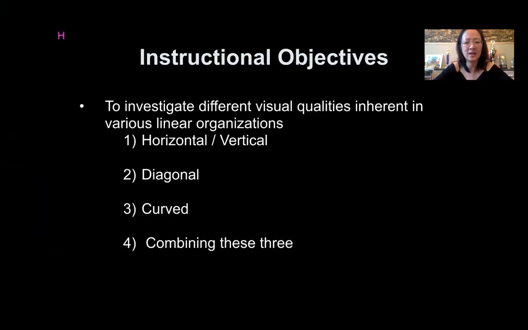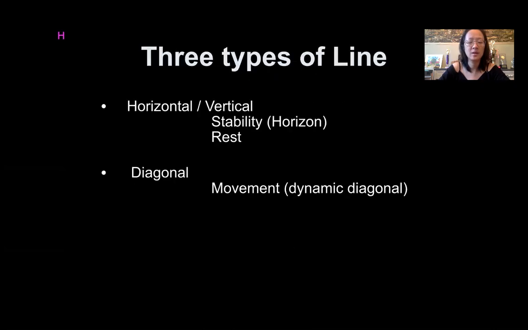All right, so investigate different visual qualities inherent in various linear organizations. So we're talking about the directional design. So we see that in terms of how we compose or how we arrange items or objects in our organization, we have different ways of aligning them. So we can do it horizontally or diagonally or curved, or combination of these three. So with horizontal, it brings us a sense of stability and rest. It gives us good movement when it's diagonal.